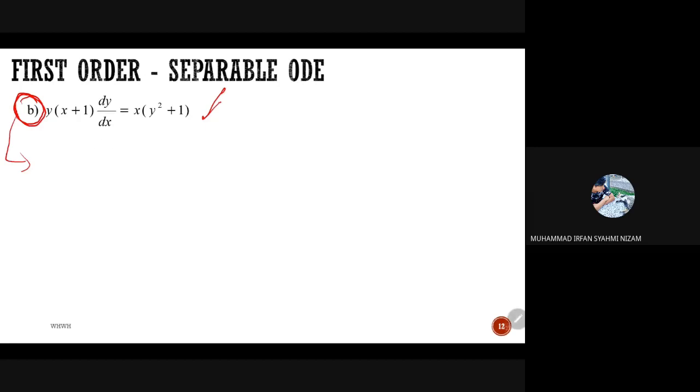This one uses the separable method. We are going to separate y with dy and x with dx. When you separate, on your left hand side, you get y over y squared plus 1 dy. Correct? Everyone should have done this, so you can tell me your answers.